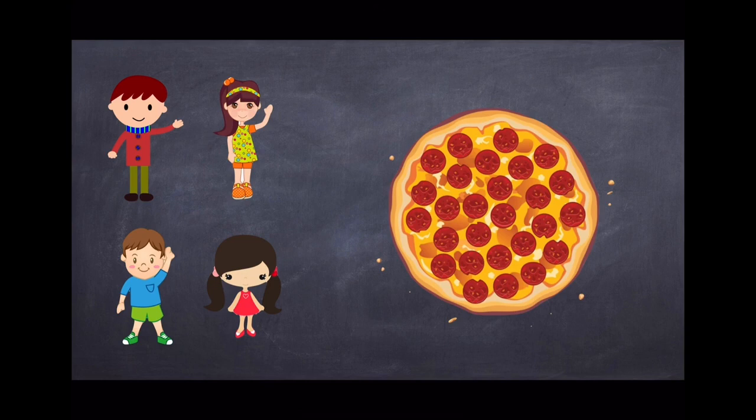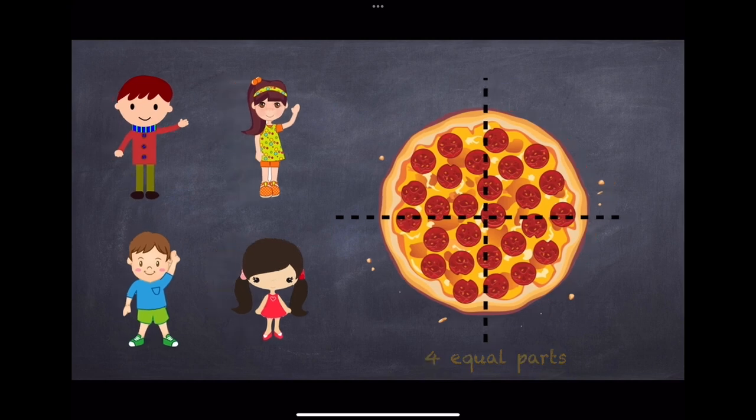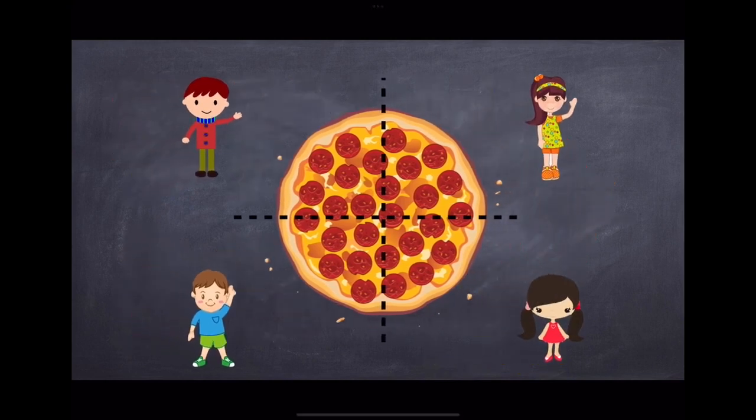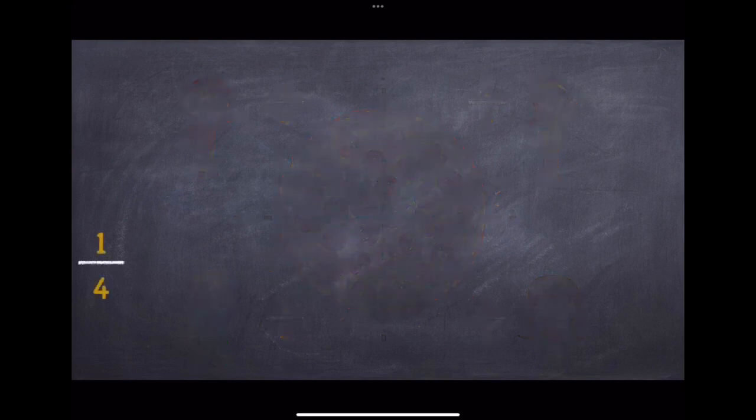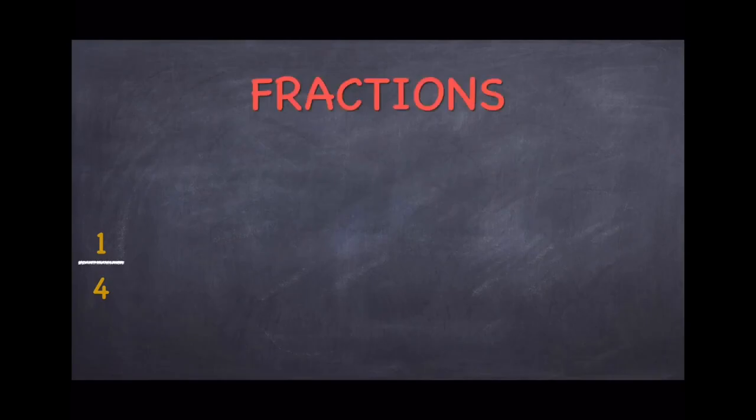Raju, being the smarter one, cut the pizza exactly in the middle, horizontally and then vertically. So now there were 4 equal parts and each friend received 1 part out of 4 parts. But what is this 1 by 4? What is it called as?